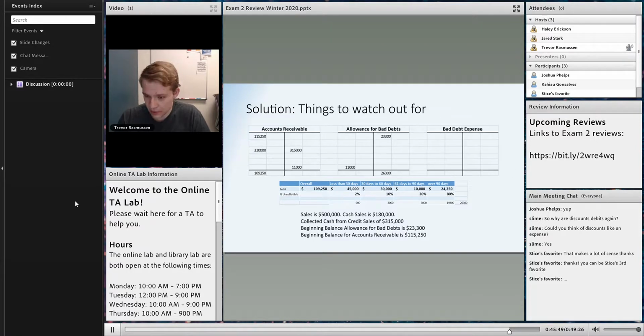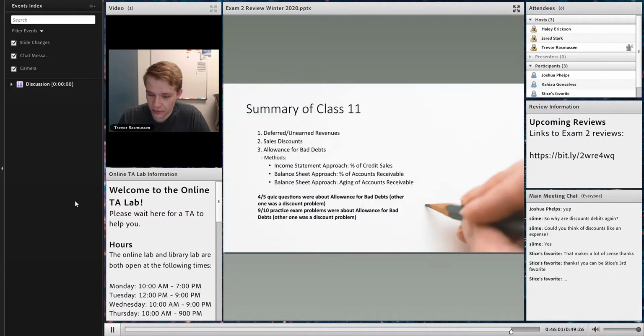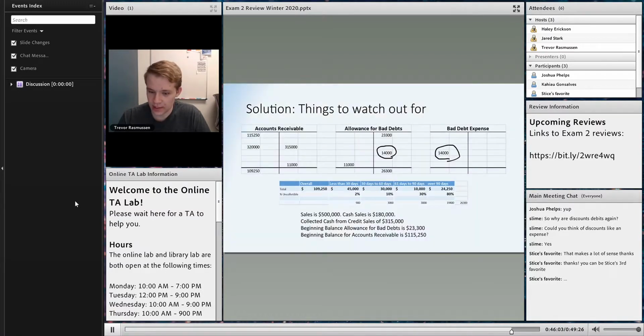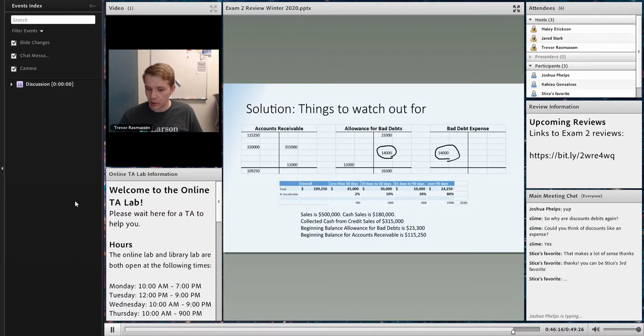Now we do the rest of the problem. We plug in the figures as we need. We find that missing number in the middle, that 14,000, and that's our journal entry. Bad debt expense 14,000 and credit for allowance for bad debts. So hopefully that's the answer that you got. Any questions before we wrap up? All right. Well, oh, no, we do have a question. Go ahead, Josh.